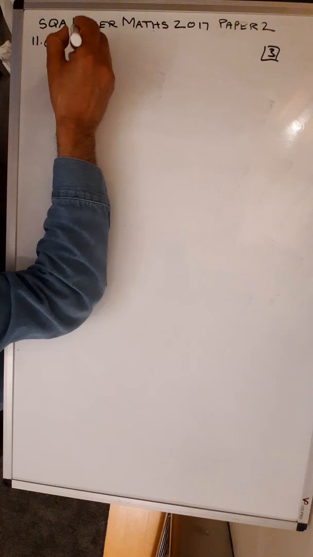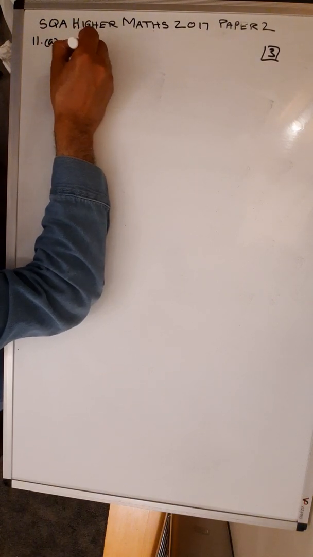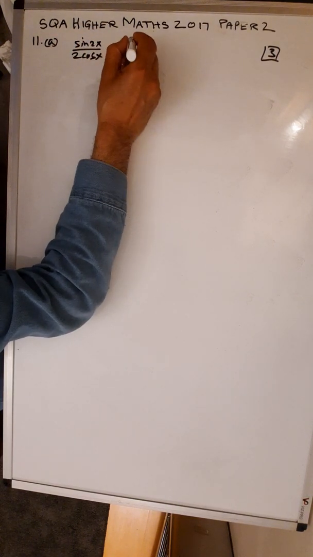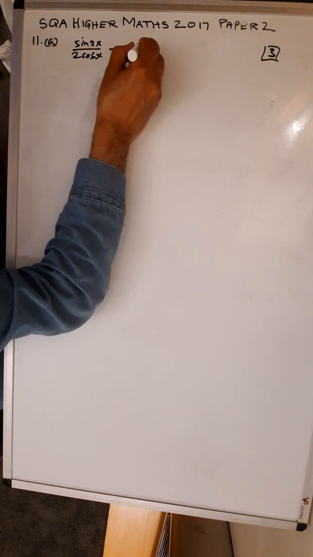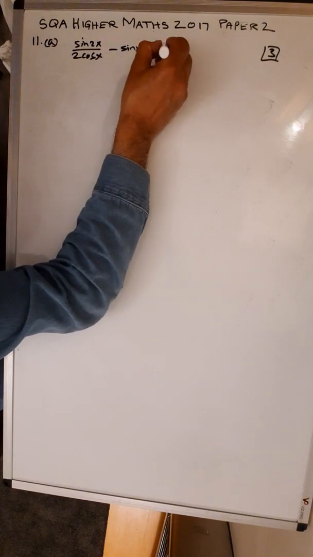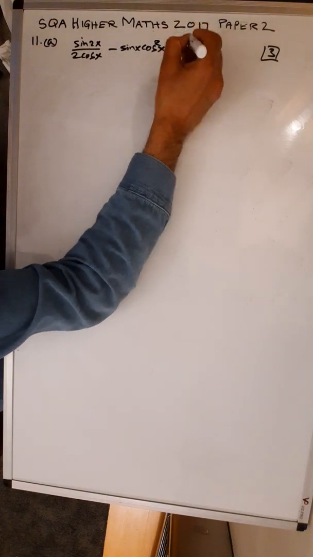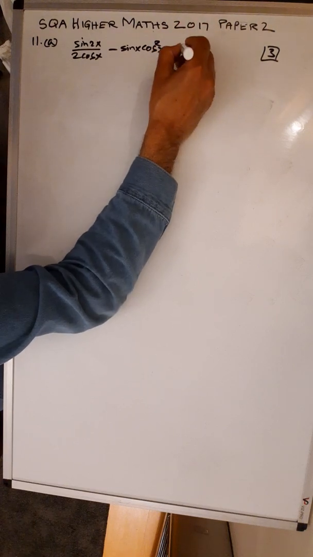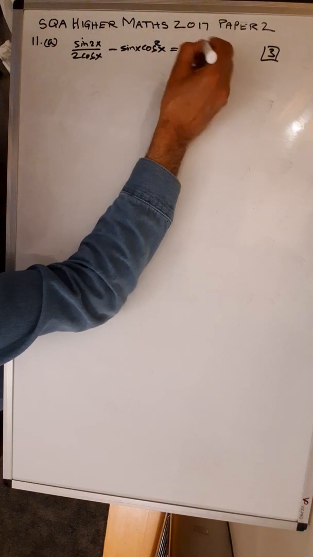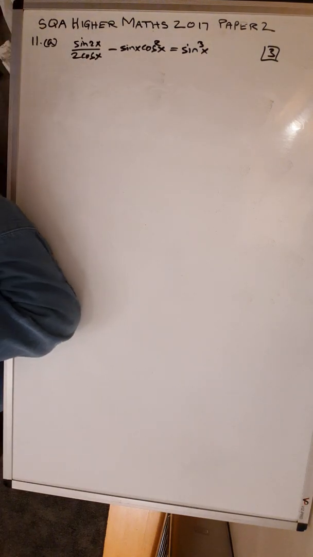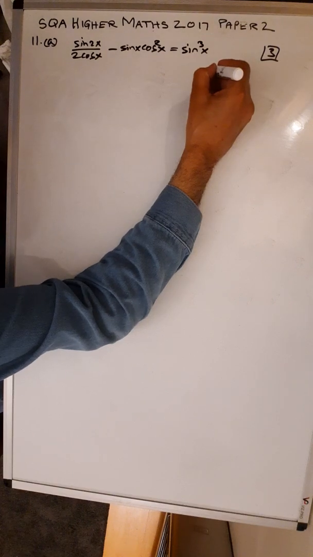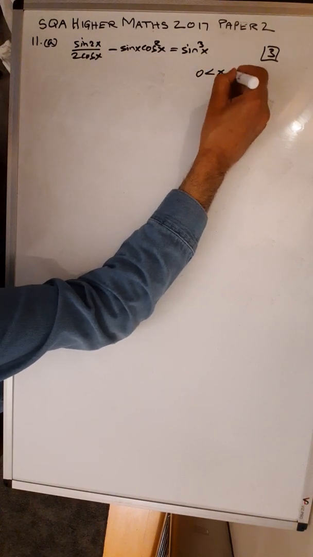Show that sin 2x over 2 cos x, sin 2x over 2 cos x, minus sin x cos squared x, is equal to sin cubed x. This is for 3 marks, so maybe 5 minutes for this part. Also, you're told that x is greater than 0 and less than pi by 2.